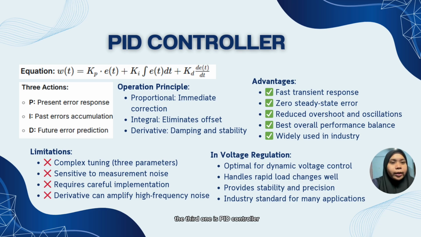The third one is the PID controller, which combines all three actions. Its equation becomes u(t) = Kp e(t) + Ki ∫e(t) dt + Kd de(t)/dt, where Kd is the derivative gain. The derivative action predicts future error trends, reducing overshoot and improving stability. PID controllers offer the best overall performance, but they are more complex to tune.